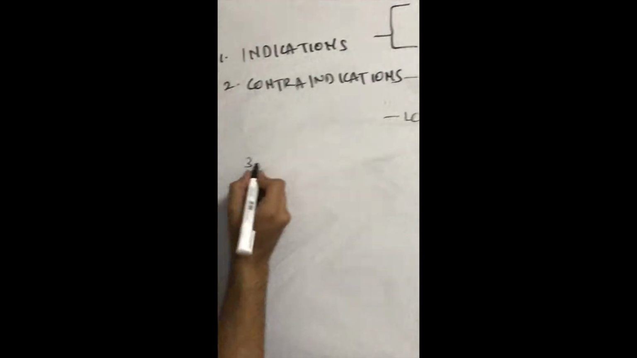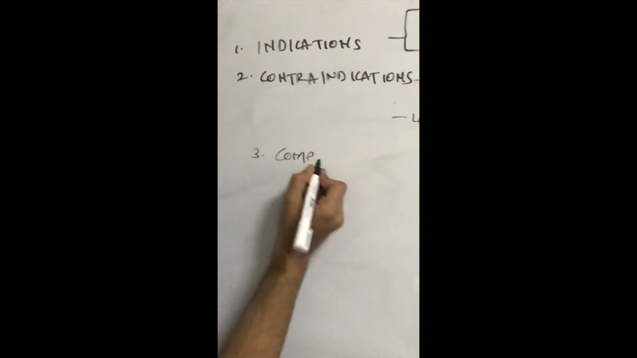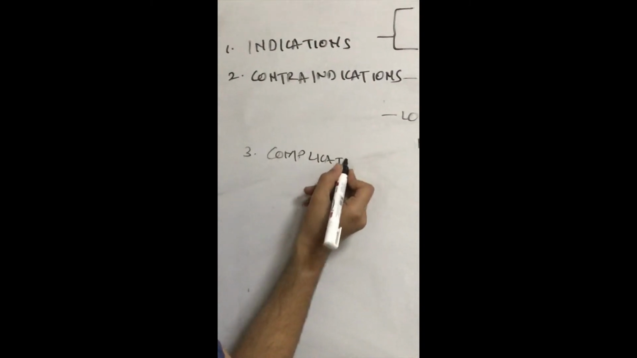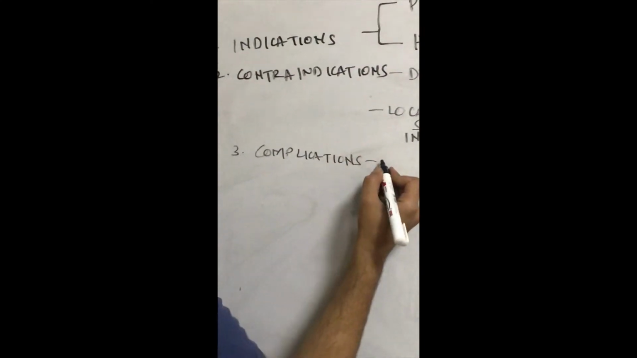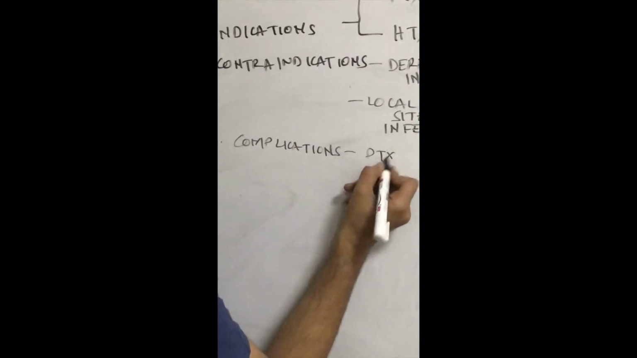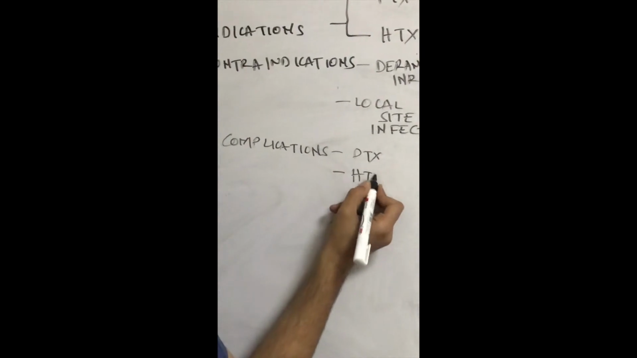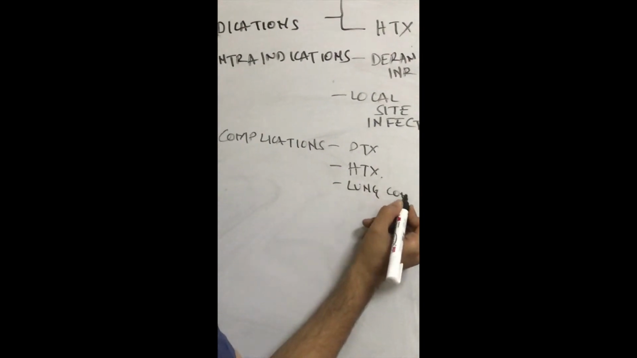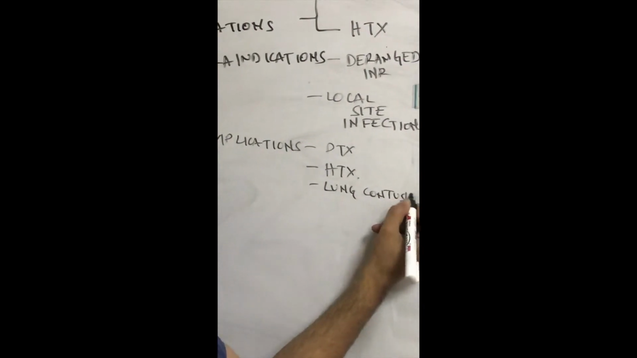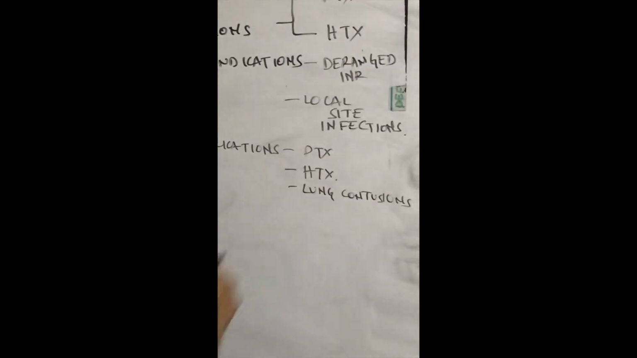Then we'll also talk about the complications of the procedure. So this can be a pneumothorax in itself, hemothorax, lung contusions, primarily.